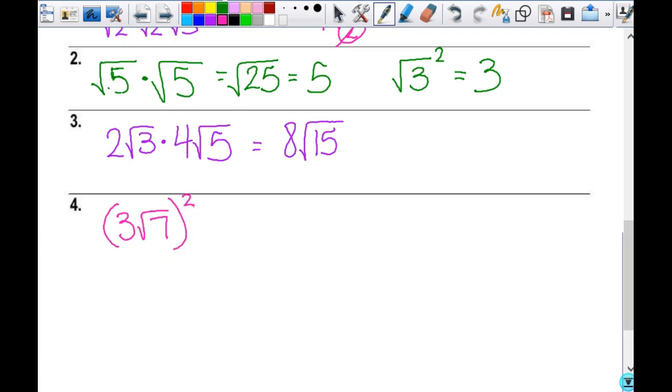All right, so then we have 3 square root of 7 squared. All right. So when you square something, what does that mean? You multiply it by itself, right? Or if this is your power of a product rule, you would square everything that's in there. We're going to look at it that way too. So this is the same thing as 3 square root of 7 times 3 square root of 7. All right. So 3 times 3 is 9. Square root of 7 times the square root of 7 is 7. So you get 63.